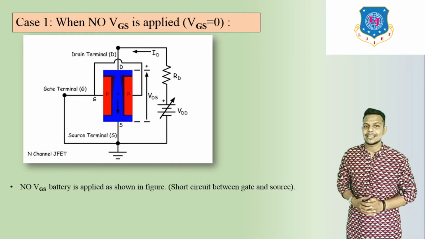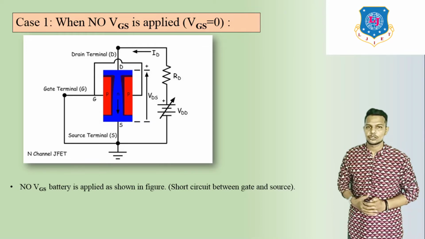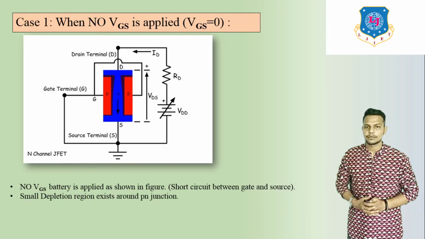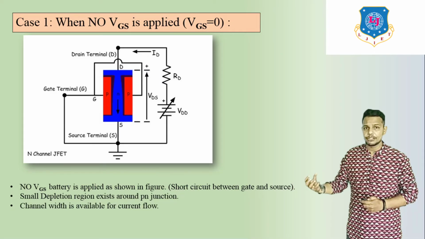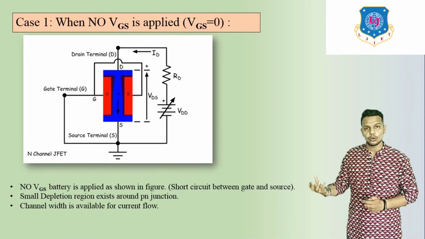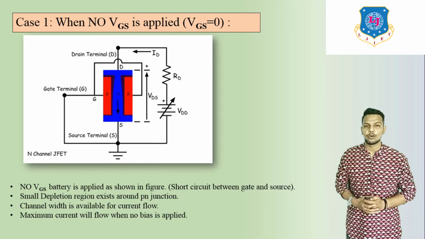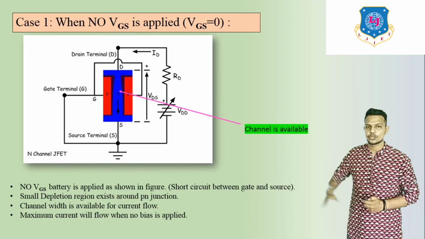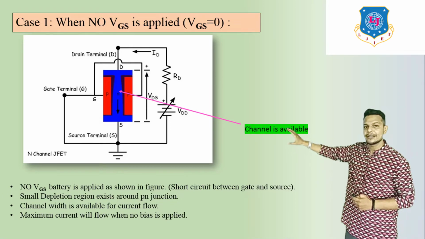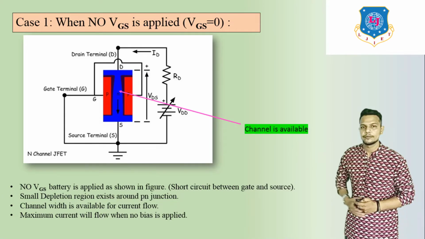Here we can see no VGS is applied, so that means it is short circuited, a small depletion region exists, channel width is available for current flow, and maximum current will flow when no bias is applied. So here we can see the channel is available here.